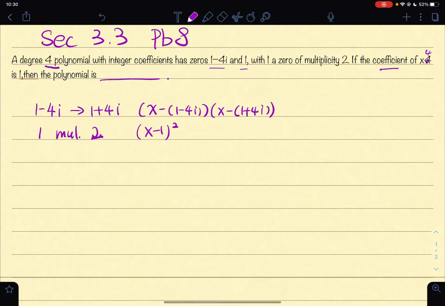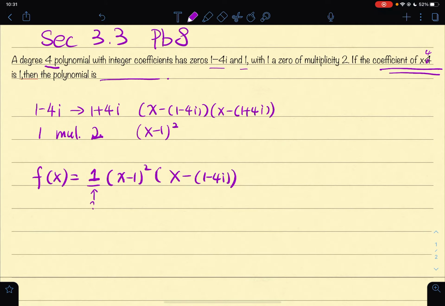It did say my coefficient of the fourth order term is 1. Usually you need to identify what this coefficient is, but in this case it said it's 1. So it's x minus 1 squared, x minus 1 minus 4i, and x minus 1 plus 4i. The problem said, please give me only integers as coefficients. So they don't want you to carry i in the answer.